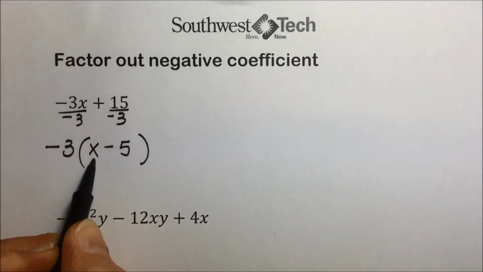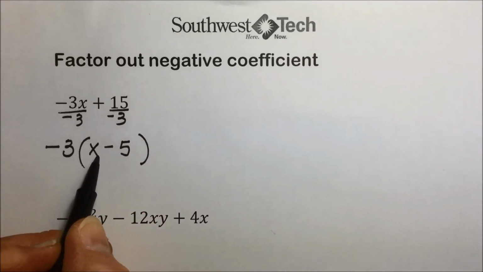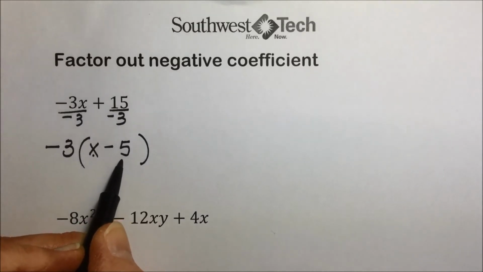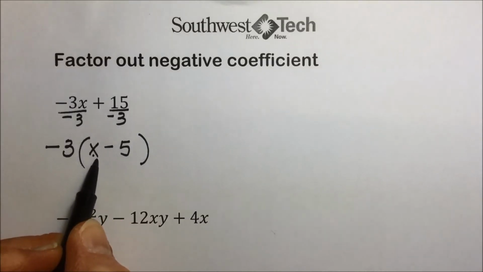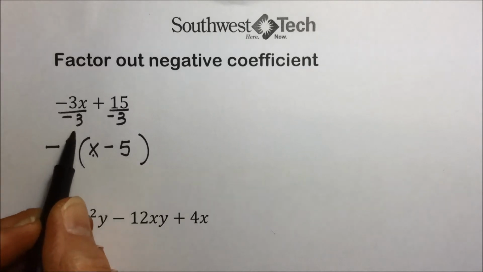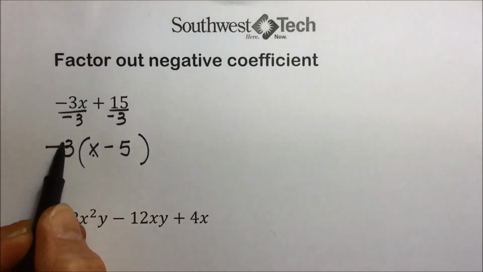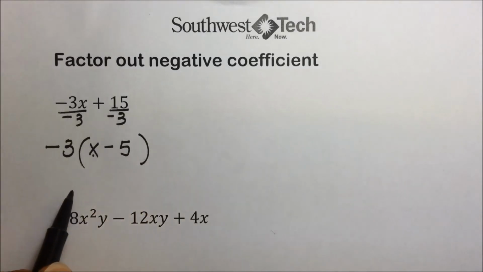Same rules apply no matter what we're factoring out. Inside, we look to see if there's anything common other than 1, and there isn't. Distributively, we'll have a -3x, a -3 times a -5 gives us a 15.